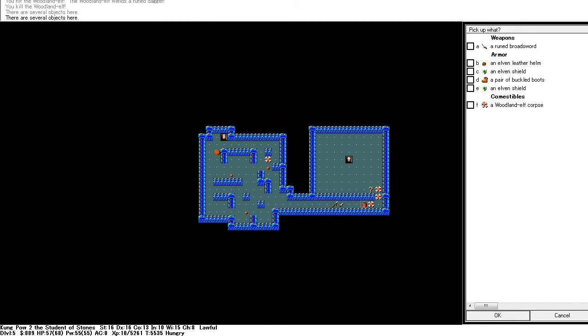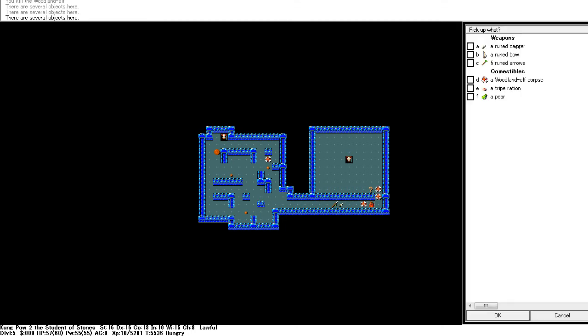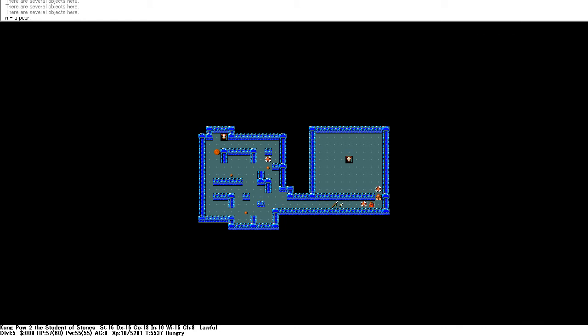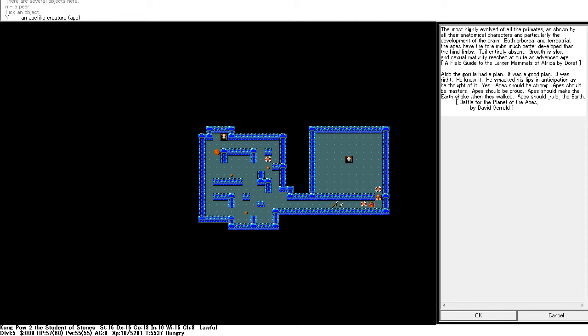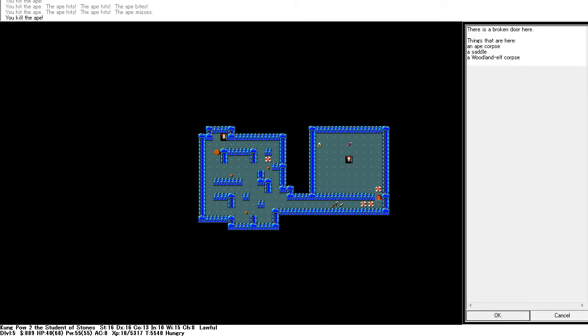Right. There are several objects there, of which we probably don't want too many of them. Oops. Cancel. And what's here? A pear we'll take for now. Ape. Are you friendly? No. You were just attacking the Etin. Right, that Etin, that thing attacks more than us. Now we killed him, so that's alright. And there's a saddle there, interestingly.